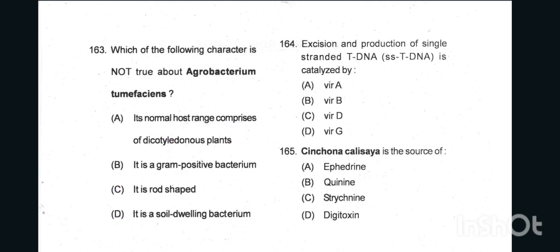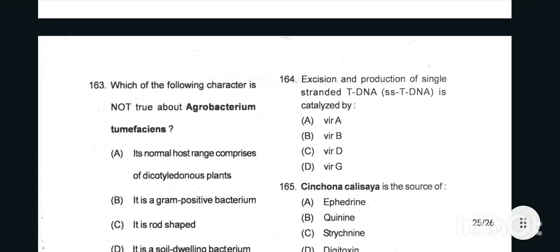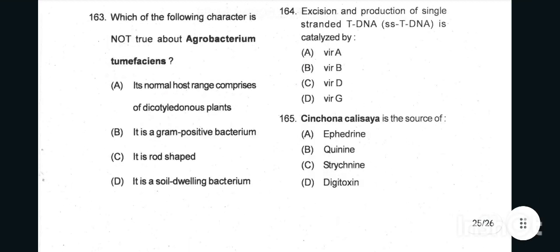Then excision and production of single stranded T-DNA is catalyzed by, so here the answer is VirD, which catalyzes the production of single stranded T-DNA. Cinchona calisaya is the source of quinine.